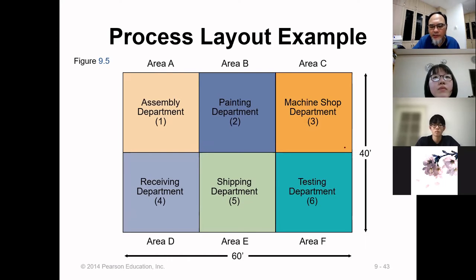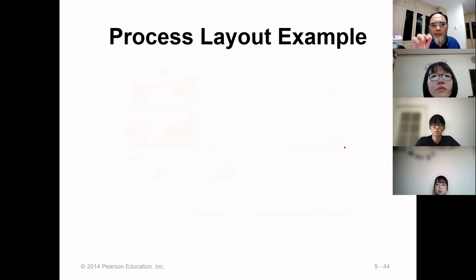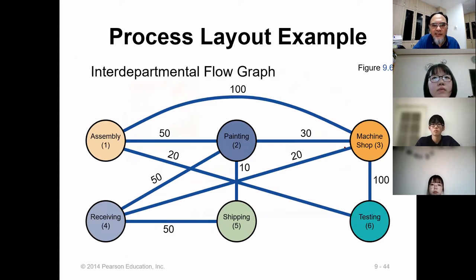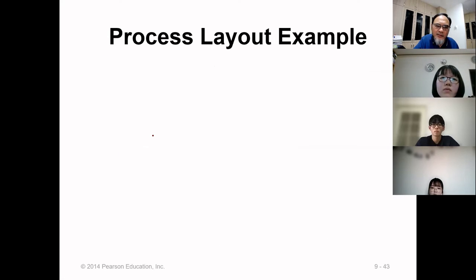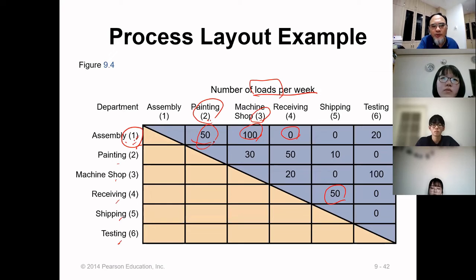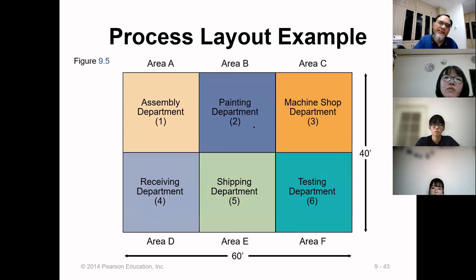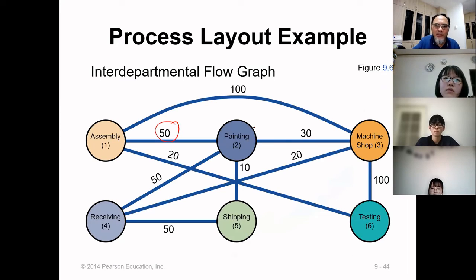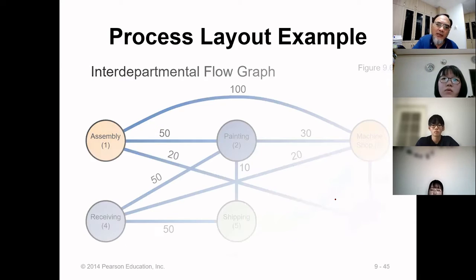And just now it's 20 by 20. So this is the arrangement. If I have that arrangement, I have this interdepartmental flow graph. From 1 to 2, there is a flow of 50. Where do I get that from? From my from-to chart just now. From 1 to 2 is 50, 1 to 3 is 100, 1 to 4 is 0. I have this interdepartmental flow graph because I need to see the intensity, basically. Between 5 and 6, for example, there is none. Then I can calculate after this.